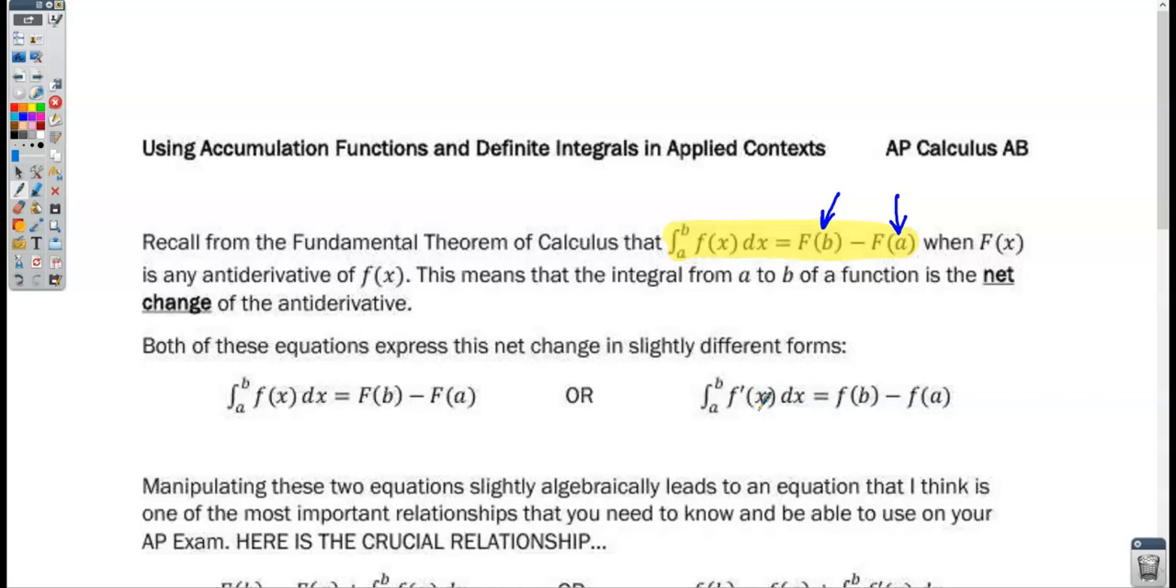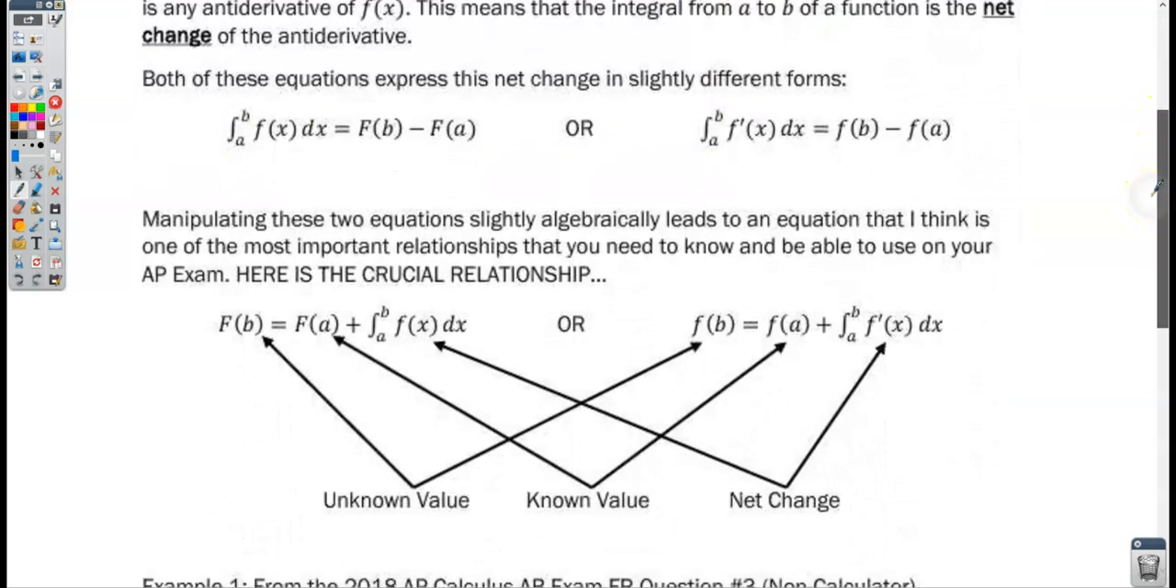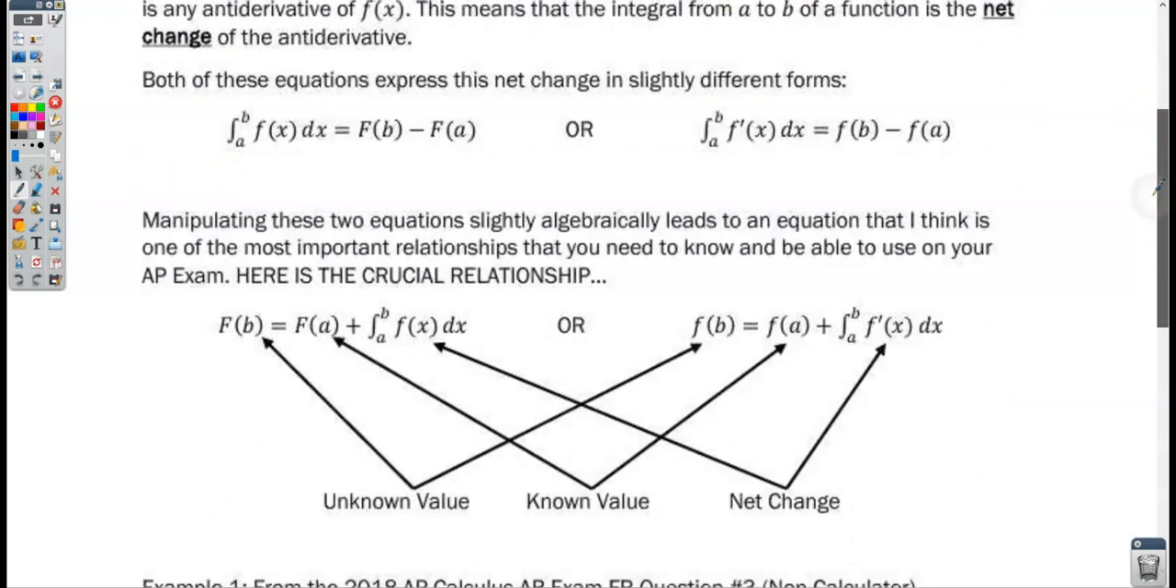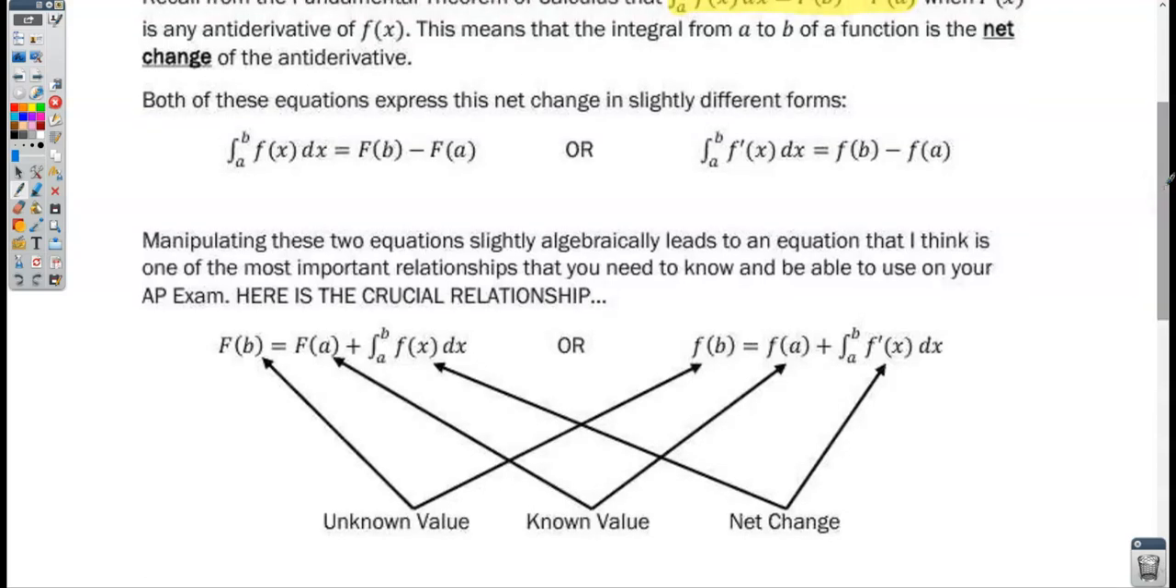I mentioned this in the last lesson in section 8.2 when we talked about the position equation that I showed you. The position equation that we talked about in section 8.2 is just another form of this crucial relationship that everybody needs to know and be able to use. I would bet that there's at least a handful, 3, 4, 5 questions on your AP exam every year that are going to incorporate this net change relationship.